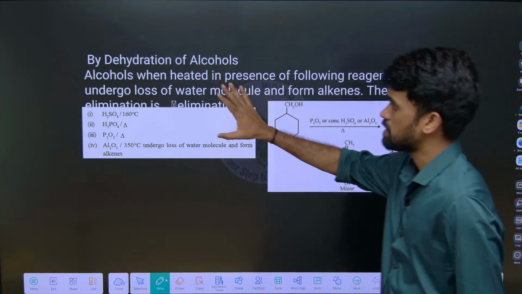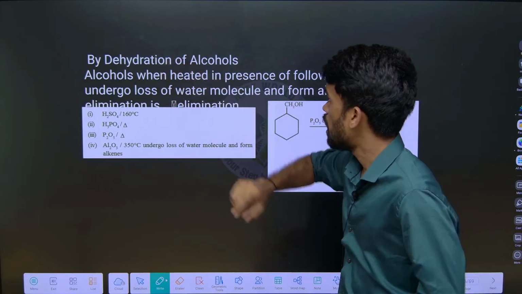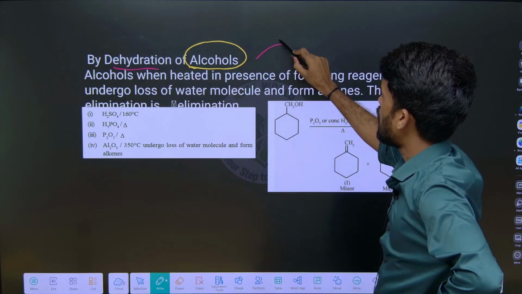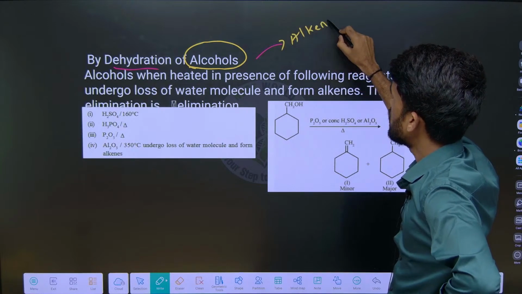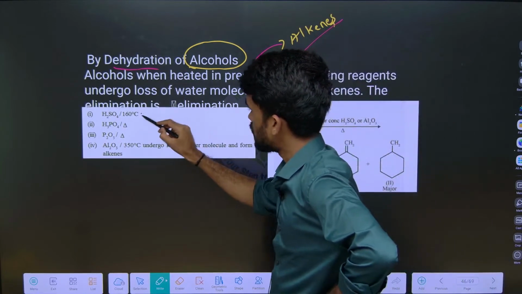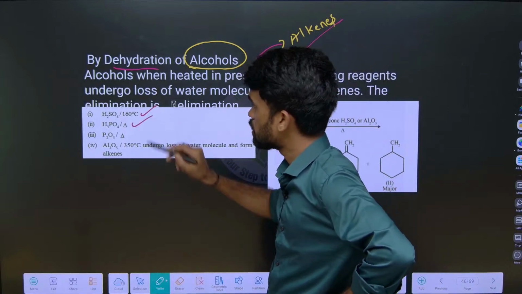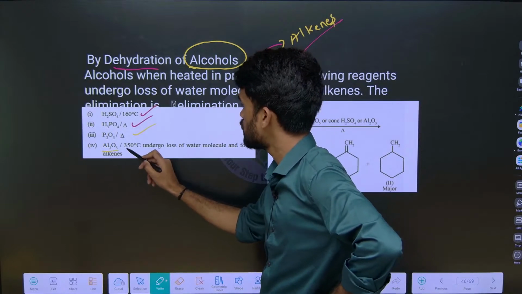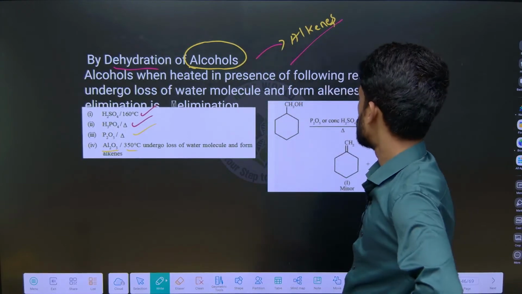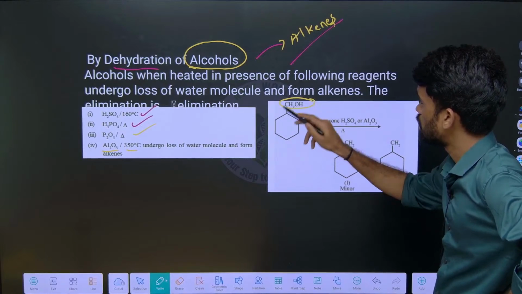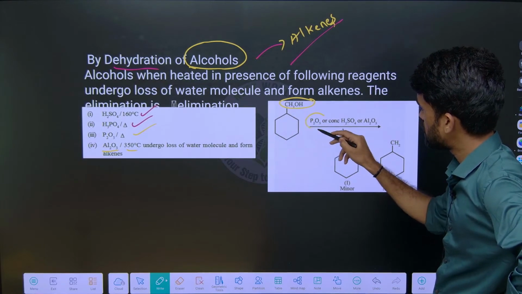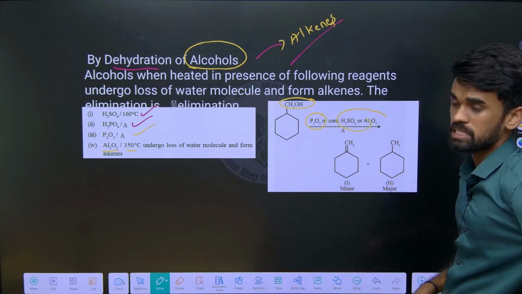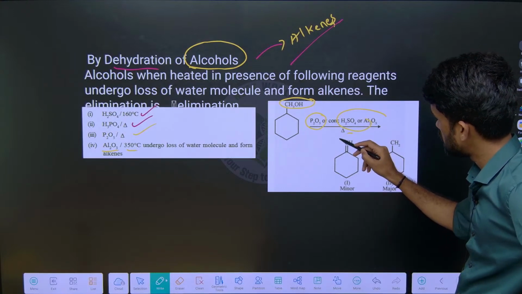Similarly, same story, elimination from alcohols also. Dehydration of alcohols gives alkenes. So what are the reagents we can use? Sulfuric acid can be used, or H3PO4, sometimes P2O5 is also seen, and Al2O3 at 350 degrees is also seen. Now when we treat this alcohol group with some dehydrating agent like P2O5 or concentrated sulfuric acid upon heating, we can get this kind of product.